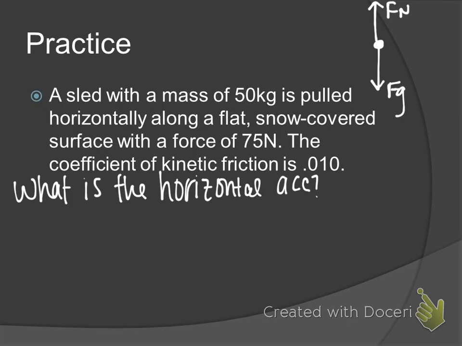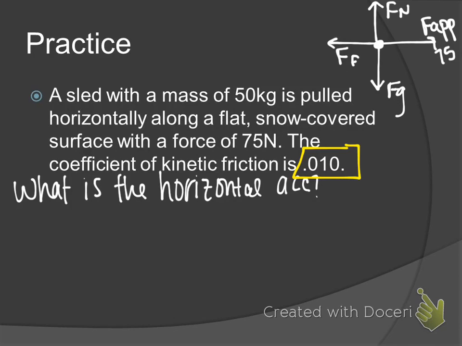Now it says we're pulling this with a force of 75 newtons. So we've got some sort of applied force here, or pulling force, or whatever you want to call it, and that's equal to 75 newtons. It tells us that our coefficient of friction is 0.01. That means we must have a frictional force. In what direction does our frictional force go? Opposite of our motion, so it needs to go on our free body diagram what direction? Left. Okay, so we have 4 forces acting here.